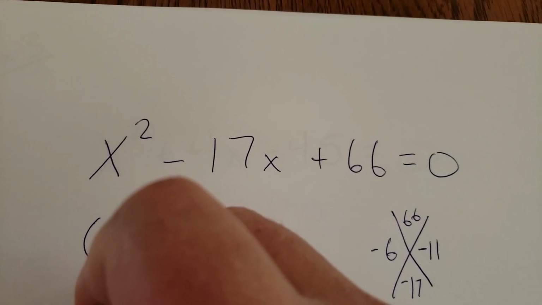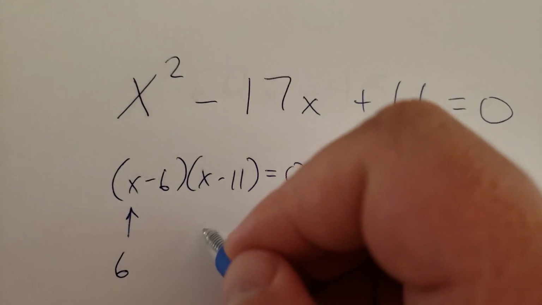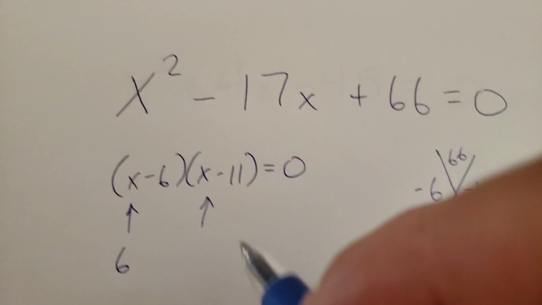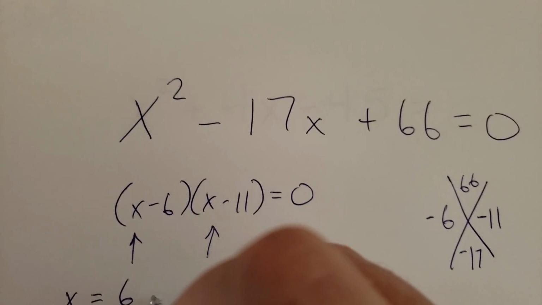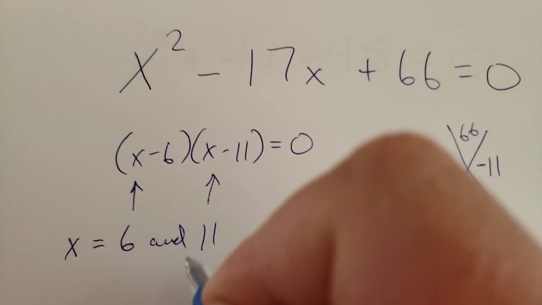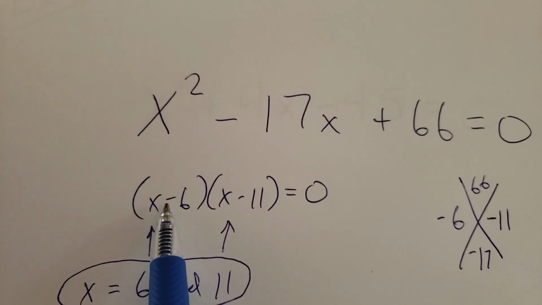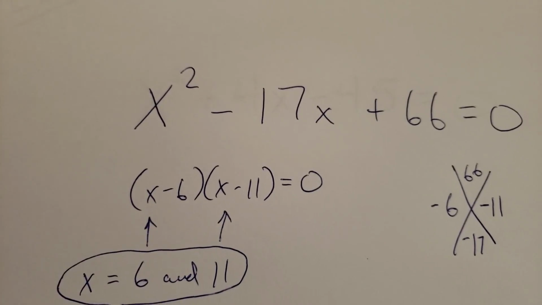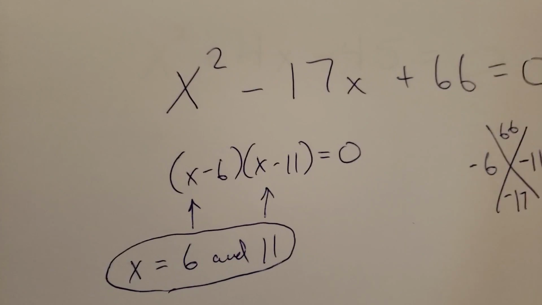Ask myself what additive inverse would go in here with negative 6, and that would be positive 6. What additive inverse goes in with negative 11? Positive 11. So x is equal to 6 and 11. So your answers are positive whenever the numbers in here are negative, and your answers are negative when the numbers in there are positive. So it's always the additive inverses that are going to be the solutions.